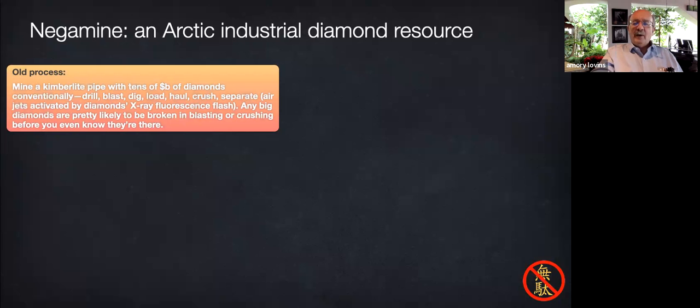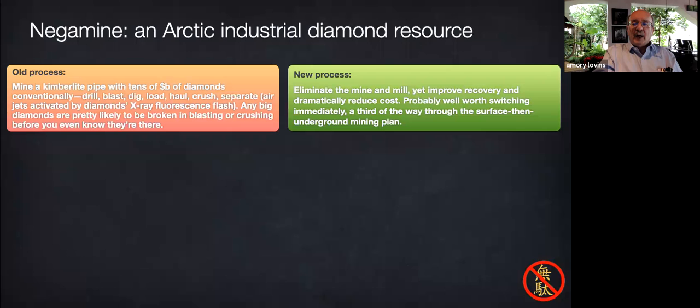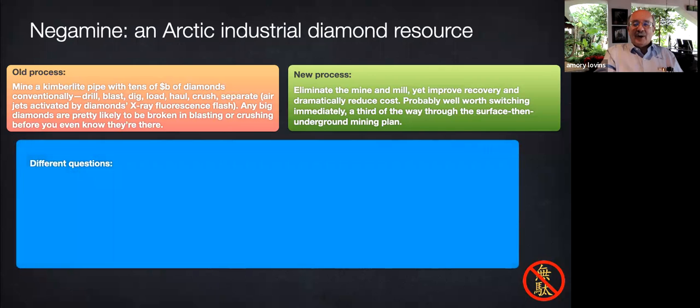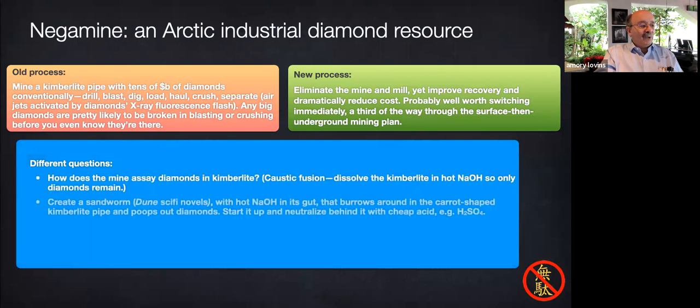So I asked him, how do you assay the billions of dollars worth of diamonds in your carrot-shaped kimberlite pipe? Well, they explained how they dissolved the kimberlite in hot caustic soda, sodium hydroxide, leaving only diamonds, which they then weigh. That gave me an idea. So over our parting dinner with the executives, once they became a bit uninhibited, I suggested that they build a sandworm, like in Frank Herbert's Dune novel, whose gut contained hot caustic, and let it munch its way down through the kimberlite, pooping out diamonds.